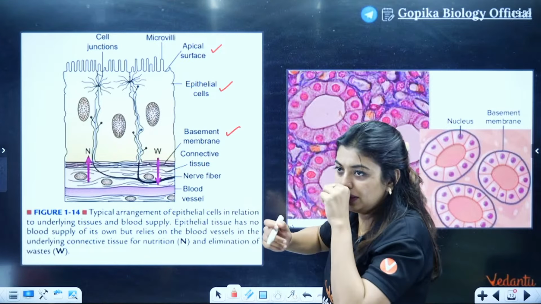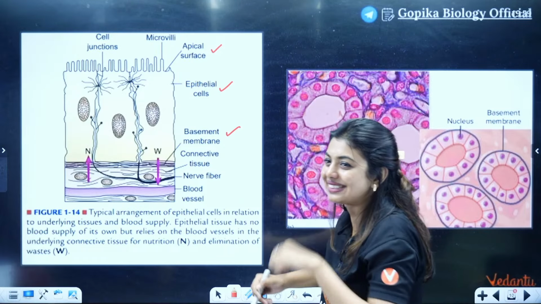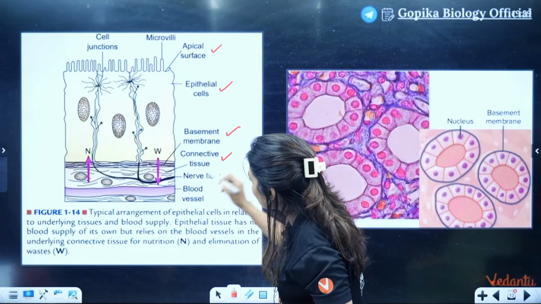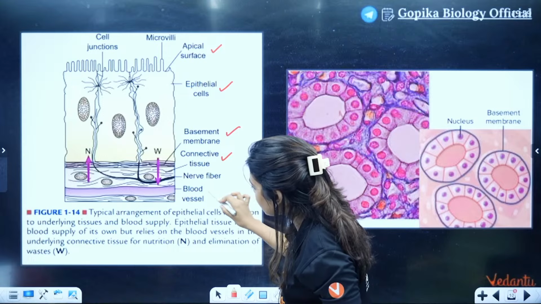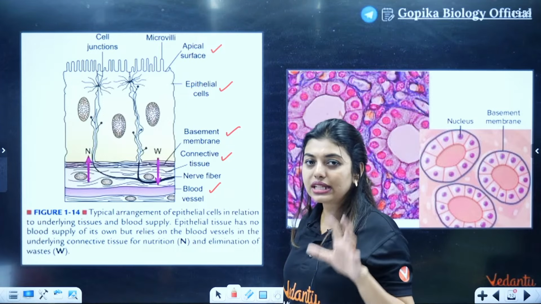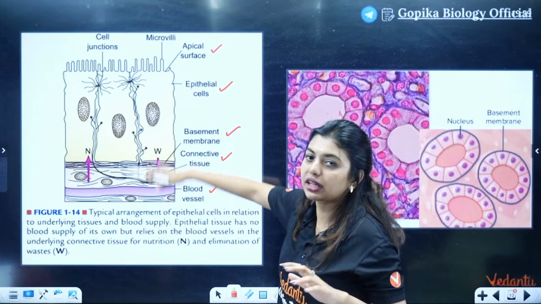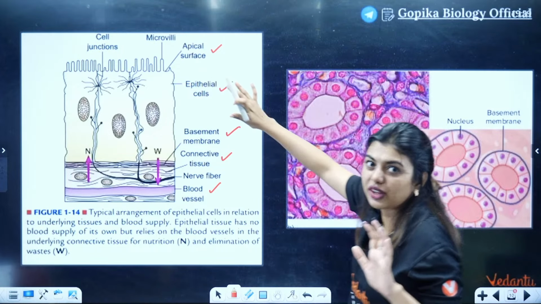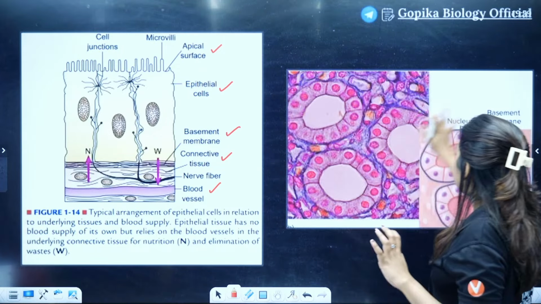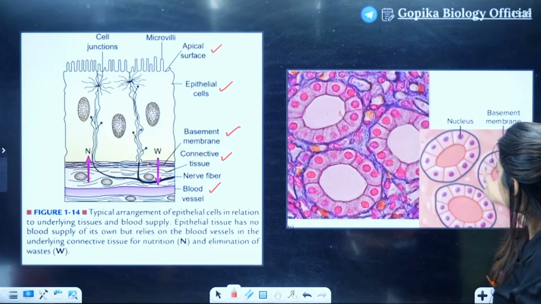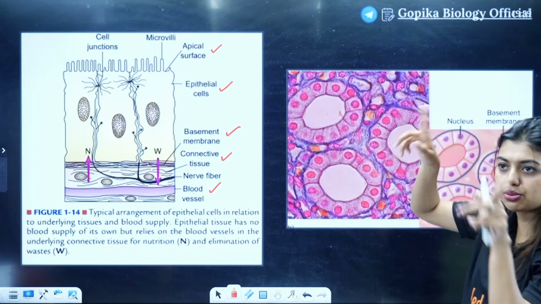Connective tissue. Nerve fibers are there and blood vessels are there. So all the supply of nutrients is going to come from the connective tissue for this epithelium. Now here you see, students, the nucleus is there, the basement membrane is there. That is how your cell arrangement will be.